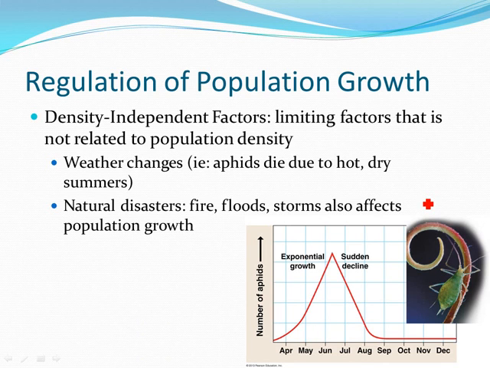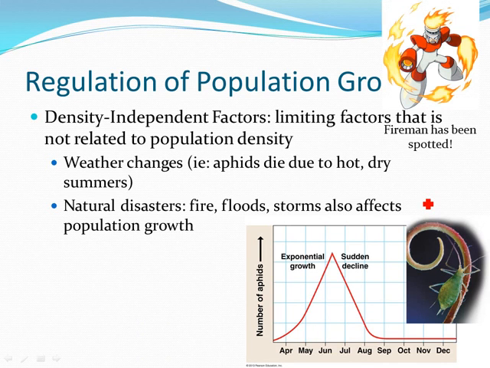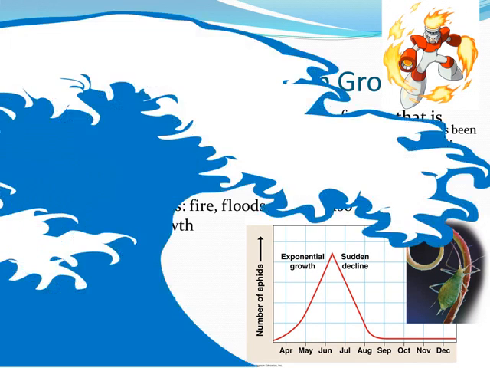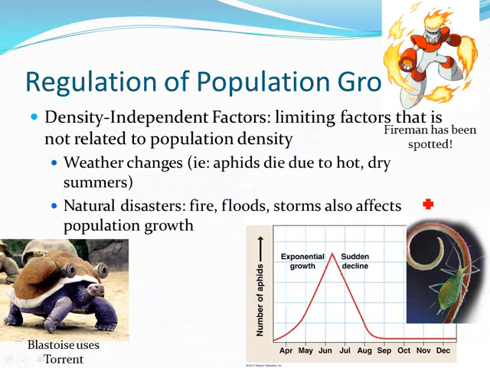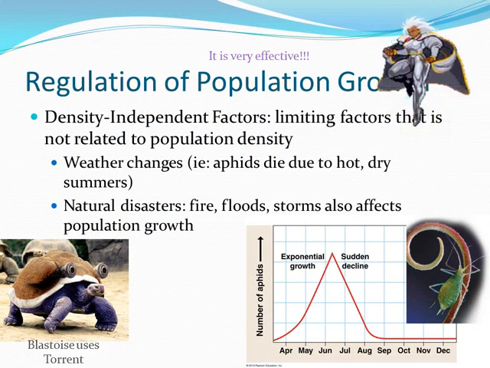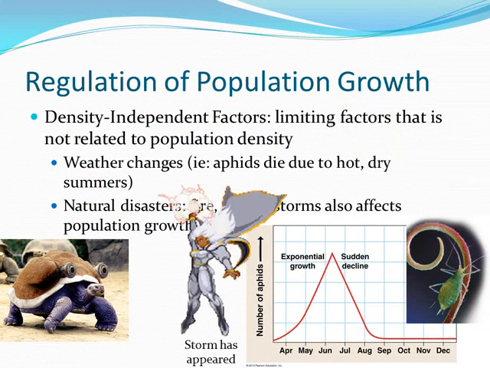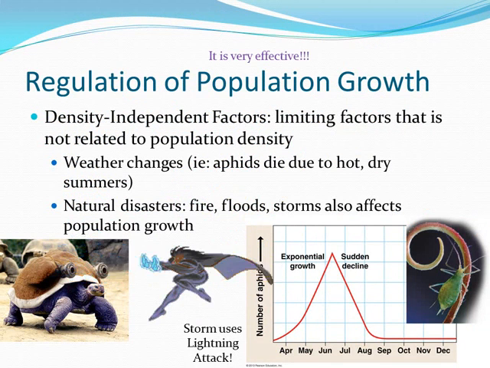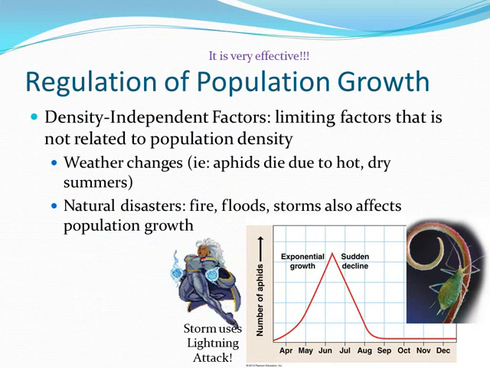And I got bored and I did this little thing where you have fireman has been spotted. Yeah, Blastoise uses torrent. And that's the natural disaster that's happening, right? It's a flood. This is fire versus flood. It is very effective. Storm has appeared. Storm uses lightning attack. It is very effective. All right.